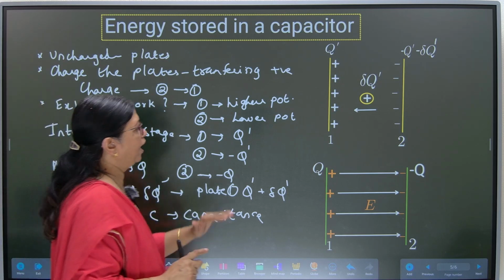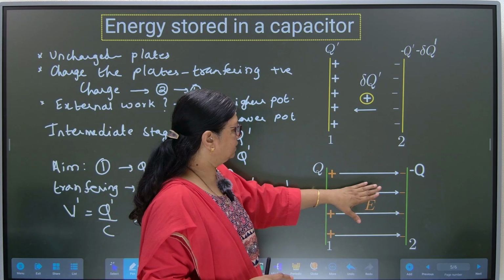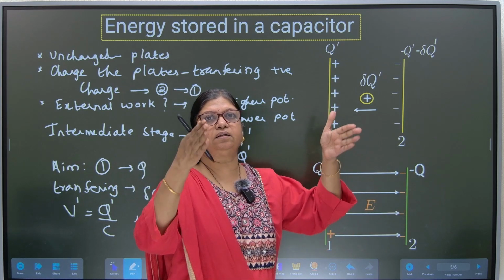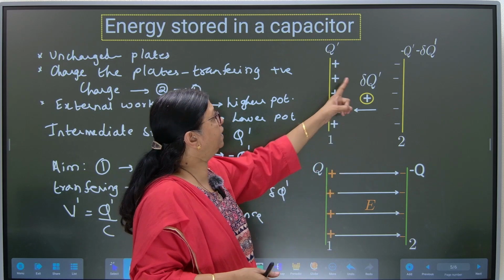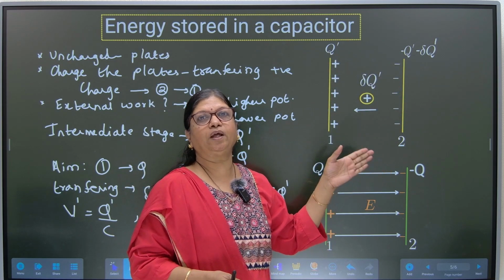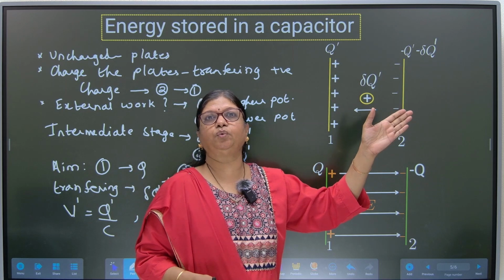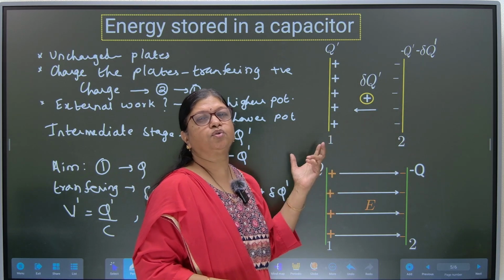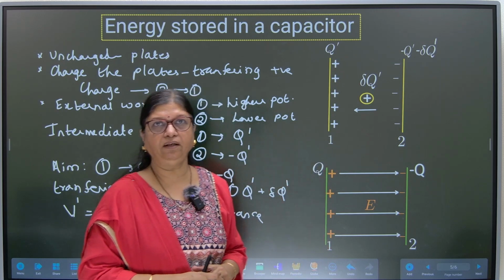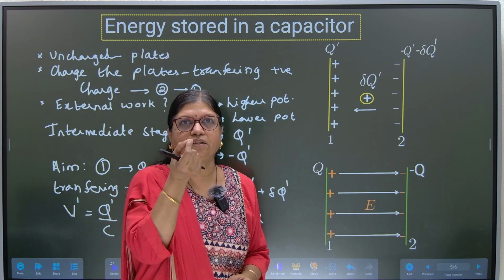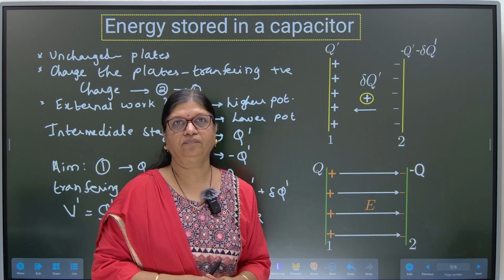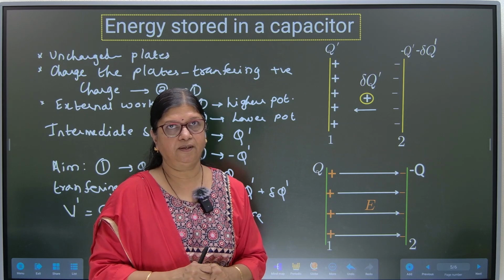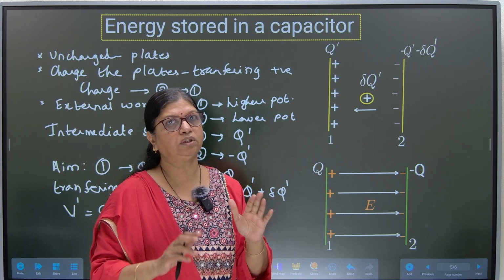Fine? And our final stage which we want is this stage, where Q and minus Q are the charges of the plates. The intermediate stage is this one, where we have Q dash and negative Q dash. We are taking charge of positive delta Q dash from 2 to 1 conductor. Fine? Okay. So now let us calculate the small work done in transferring the small charge delta Q dash from plate 2 to the plate 1.